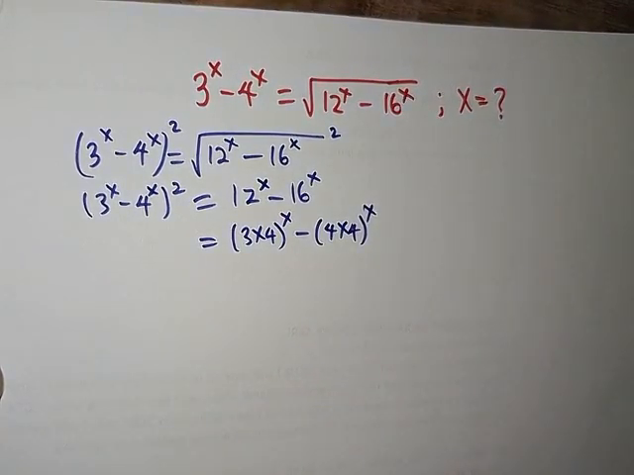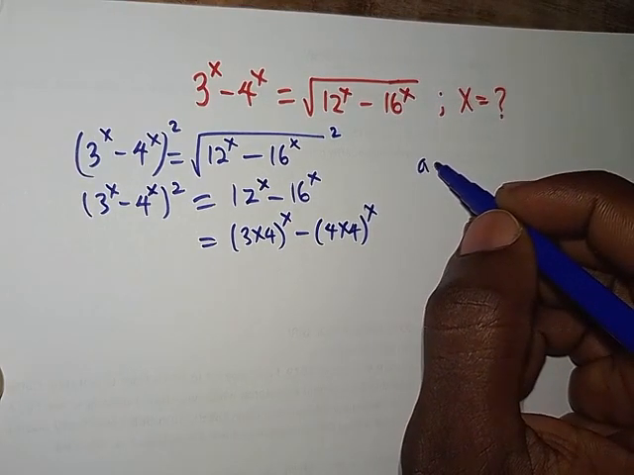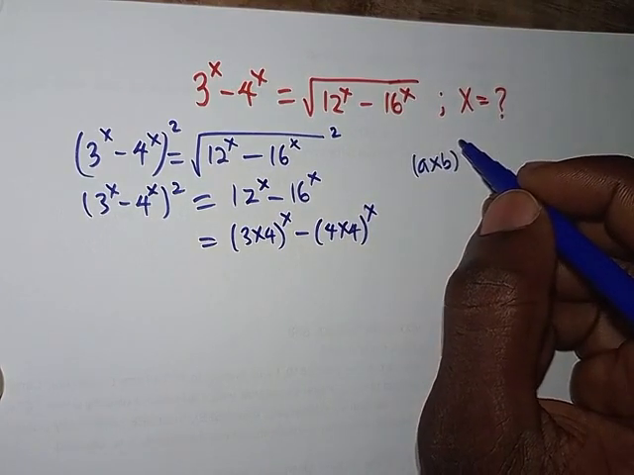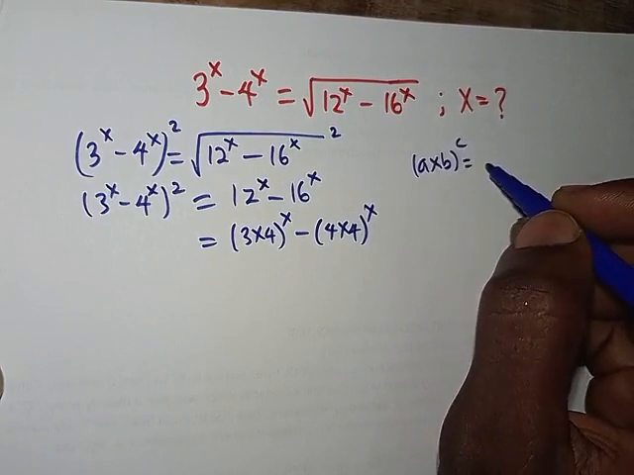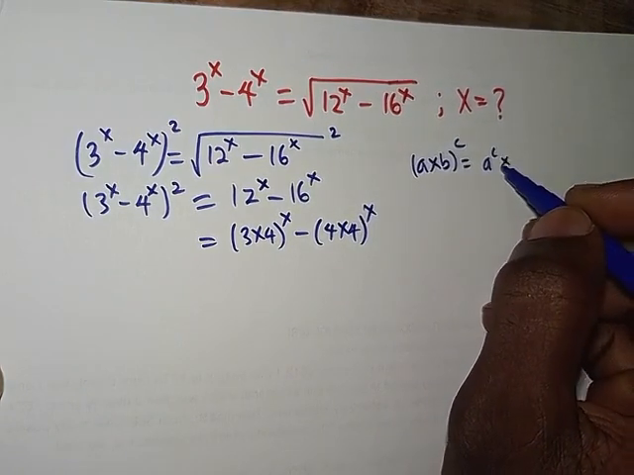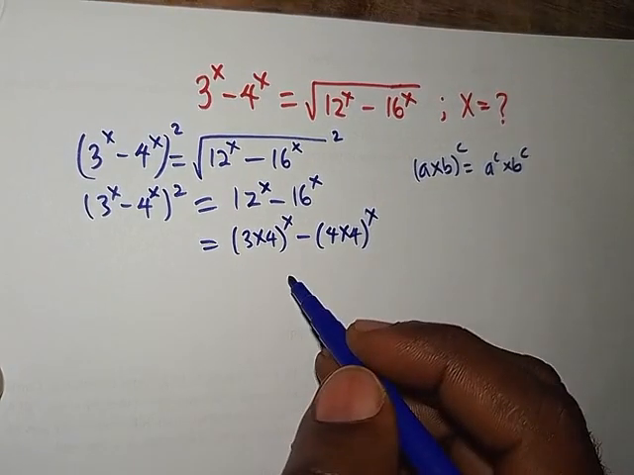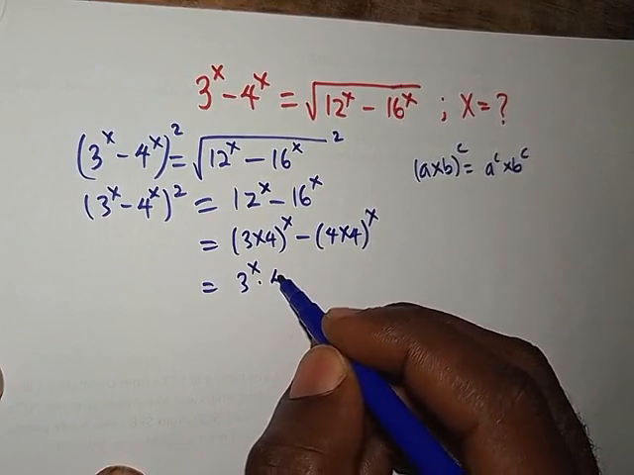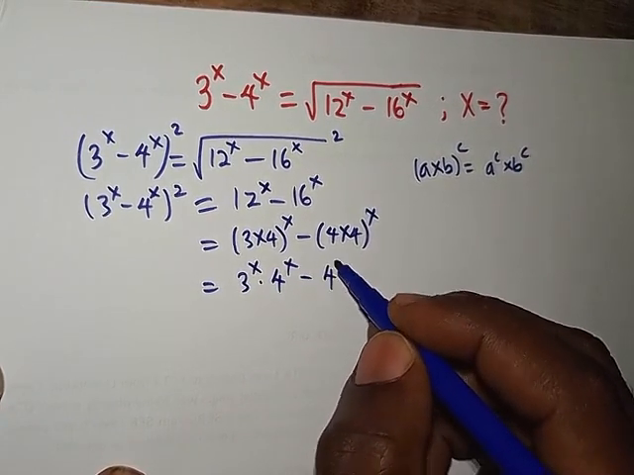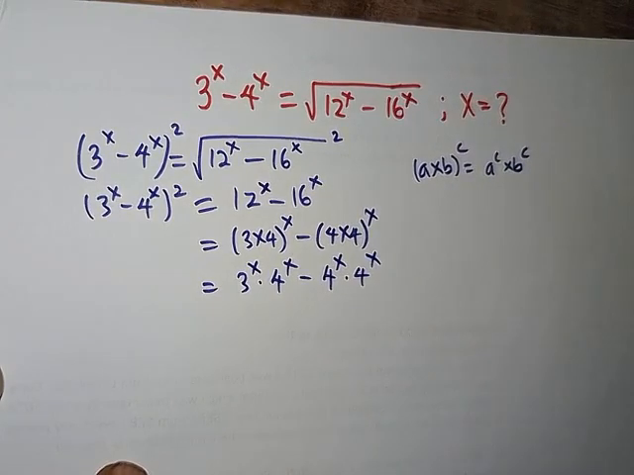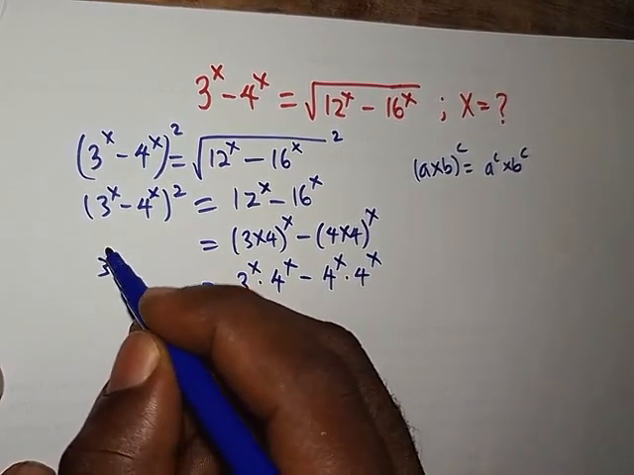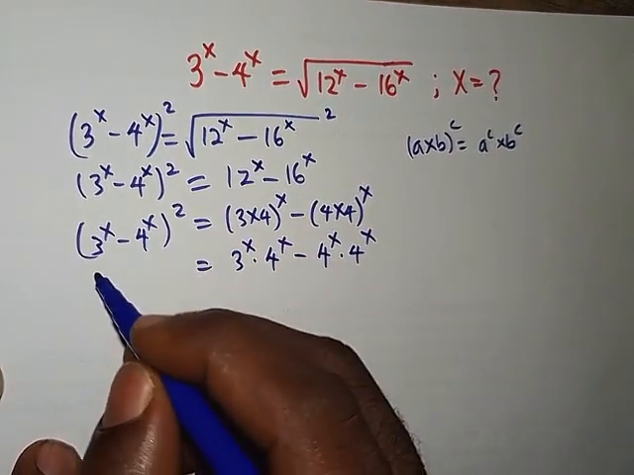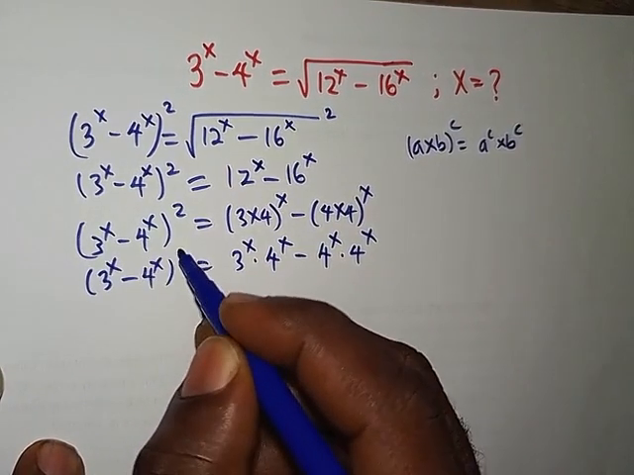Now, when you have a times b to the power c, this is going to be a to the power c multiplied by b to the power c. So that's the idea we want to use here. So we're going to have 3 to the power x times 4 to the power x minus 4 to the power x times 4 to the power x, and then I have (3 to the power x minus 4 to the power x) all squared.